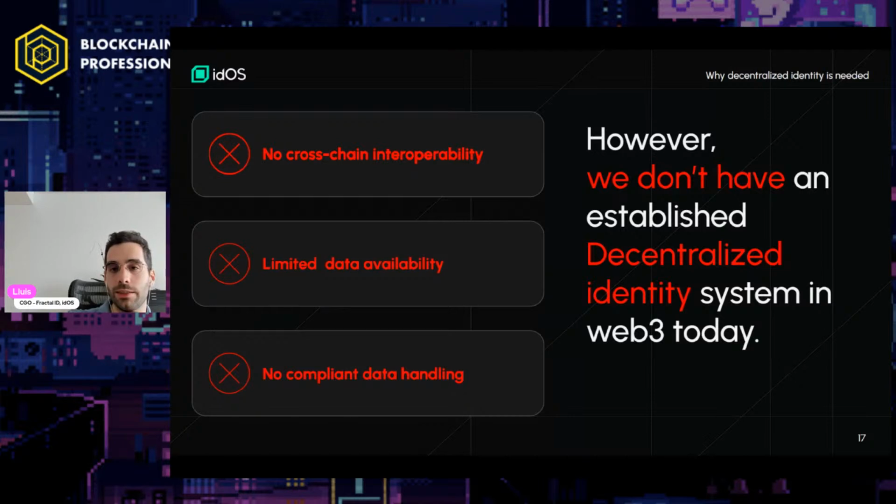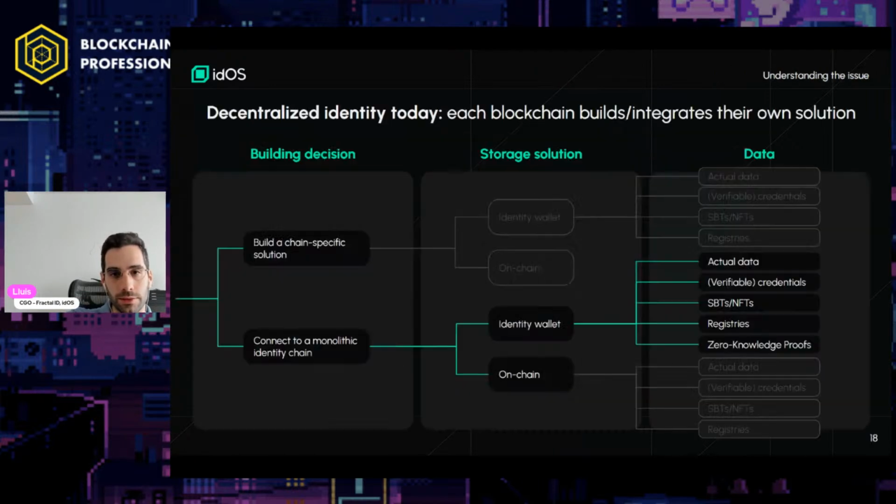We have limited data availability, in the sense that we don't have a system where users can manage their data fully, but at the same time, it works with compliance and regulations. And also there are not enough systems that work for the real world use cases that we have today.